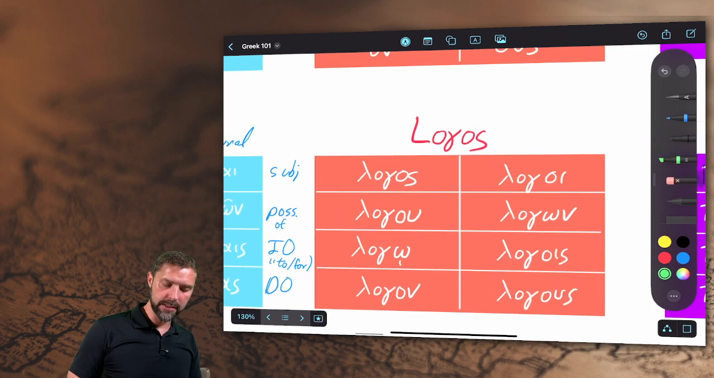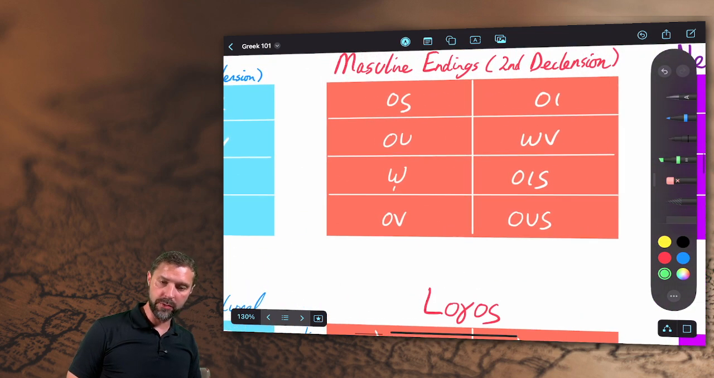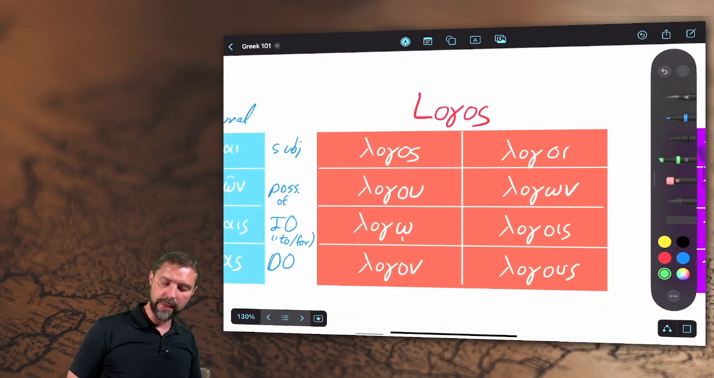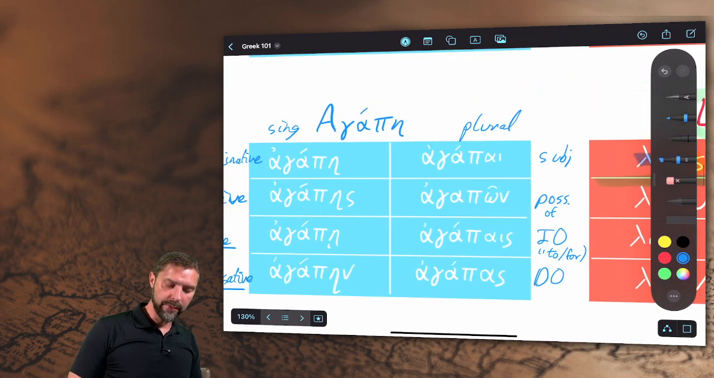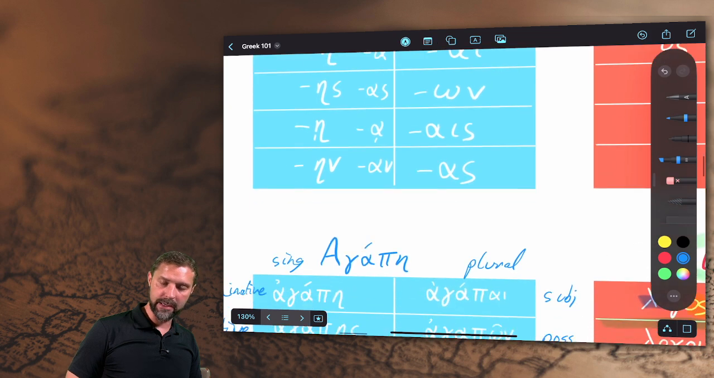Similarly, with logos, I remember my chart: os, ou, o, on, oi, on, ois, ous. I know that they gave me the vocabulary form in the nominative singular, or the top leftmost square. And so I immediately know that this is the ending. Well, red didn't work, did it? The os is the ending because I memorized my chart. And that tells me that everything else must be my stem. My stem is log.